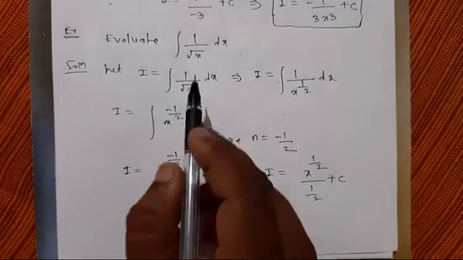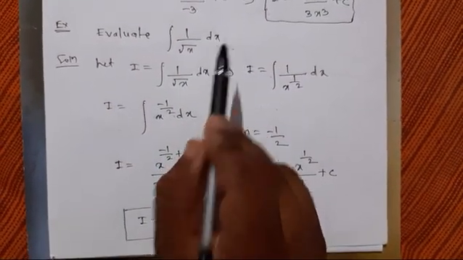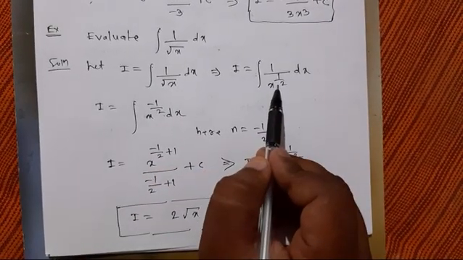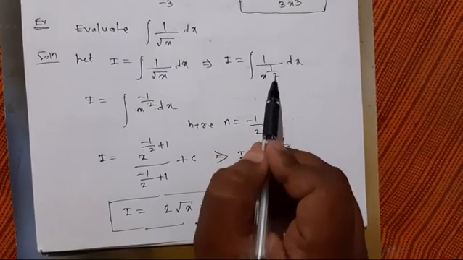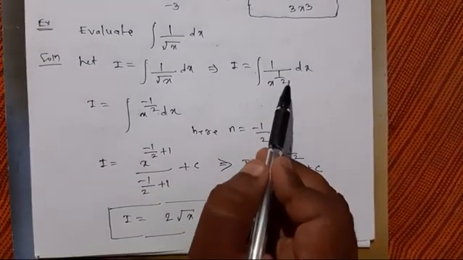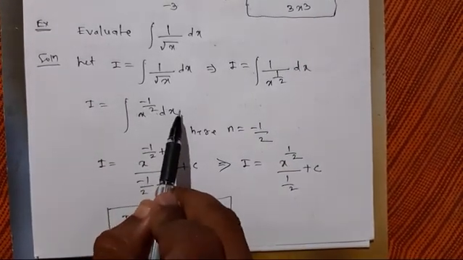So we'll see one more example. Evaluate 1 upon root x into dx. So 1 upon root x. Root indicates the power 1 upon 2. So 1 upon x to the power 1 upon 2 into dx. So I equal to, I will take this x to the 1 upon 2 to the numerator. It becomes x to the power minus 1 upon 2 into dx.